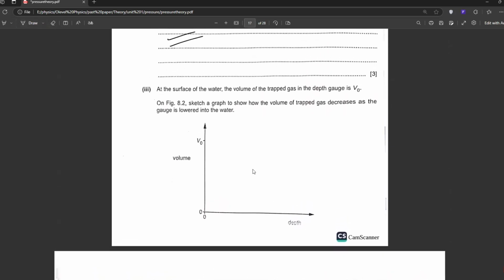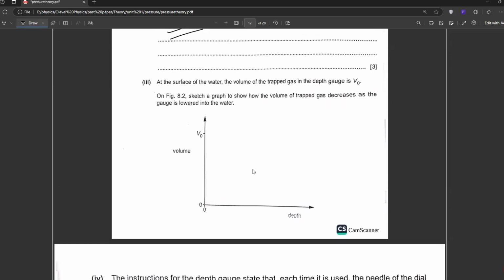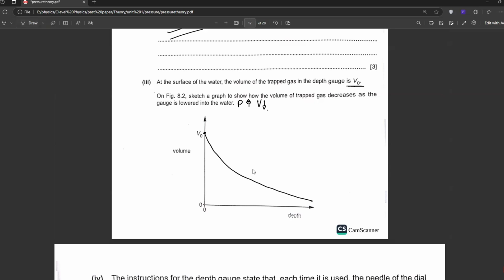At the surface of water, the volume of the trapped gas is V naught. On figure 8.2, sketch a graph to show how the volume of the trapped gas decreases as the gauge is lowered into the water. As the gauge is lowered into the water, what will happen? Pressure will increase. As the pressure keeps on increasing, your volume will decrease. So as you move deeper and deeper, your volume will decrease like this. This is your answer. Simple.